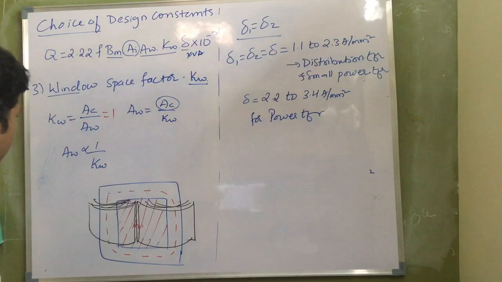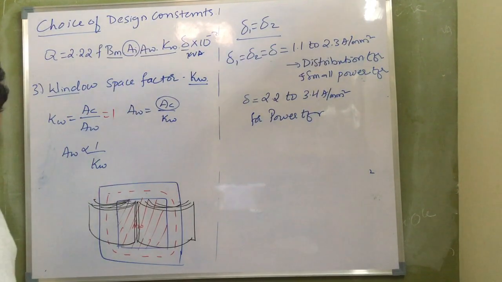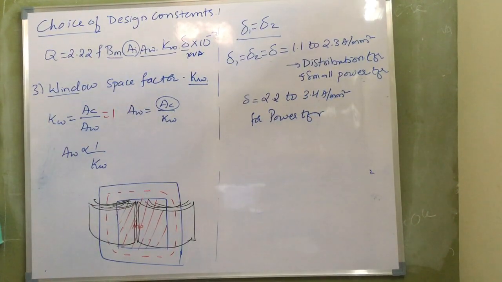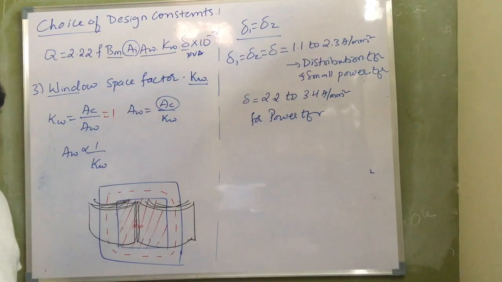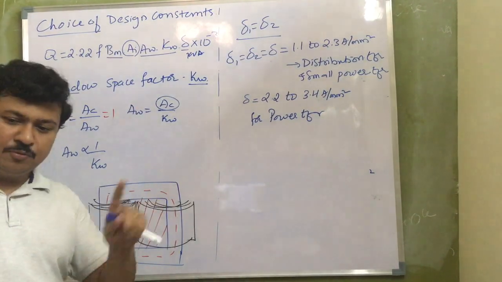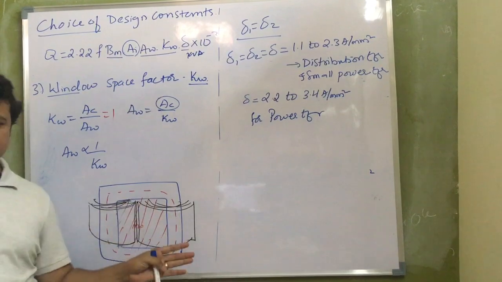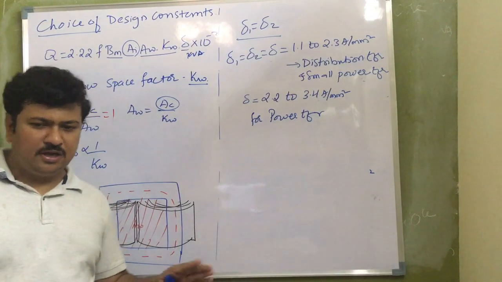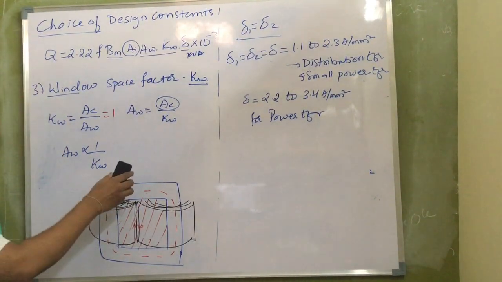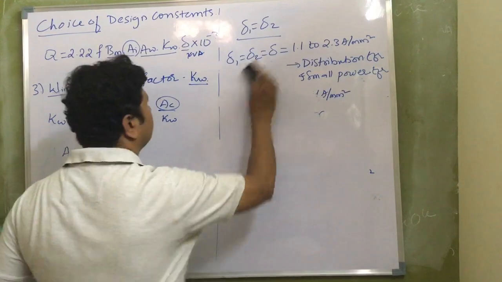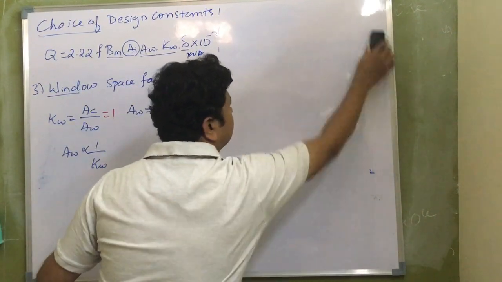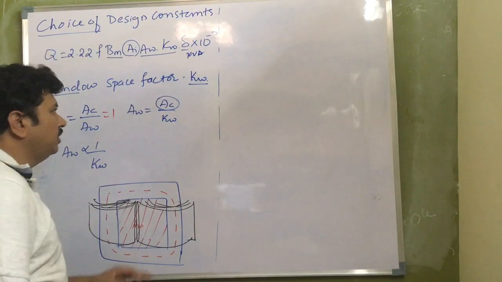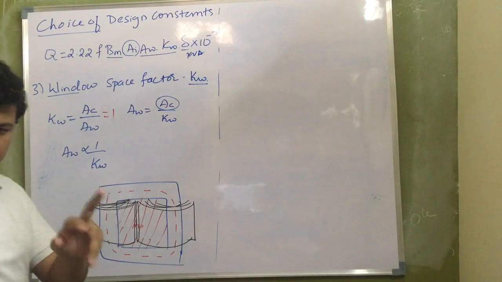So my window space factor is depending upon the kV rating of the transformer. Okay, it is depending upon the kilovolt values of the transformer voltage, and it depends upon the output value or the power rating. For different power ratings, there are different values of kW. What are those? We will see. So kW depends on voltage value and kW depends on kVA value.